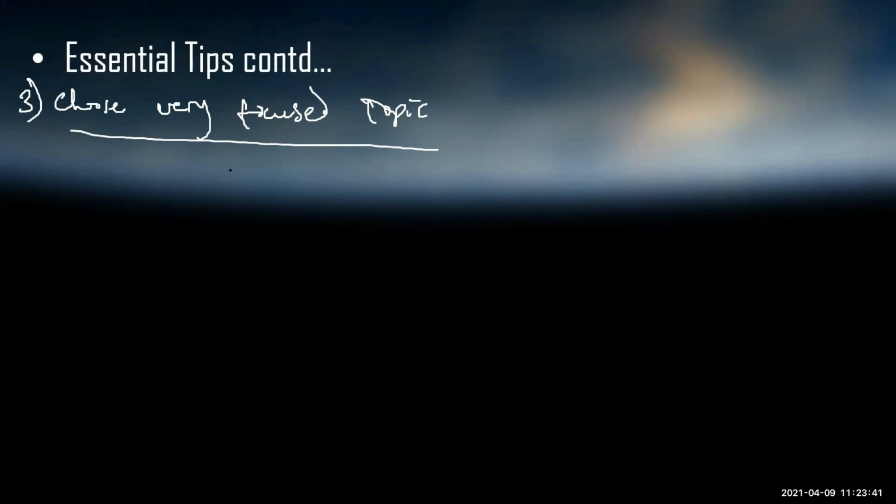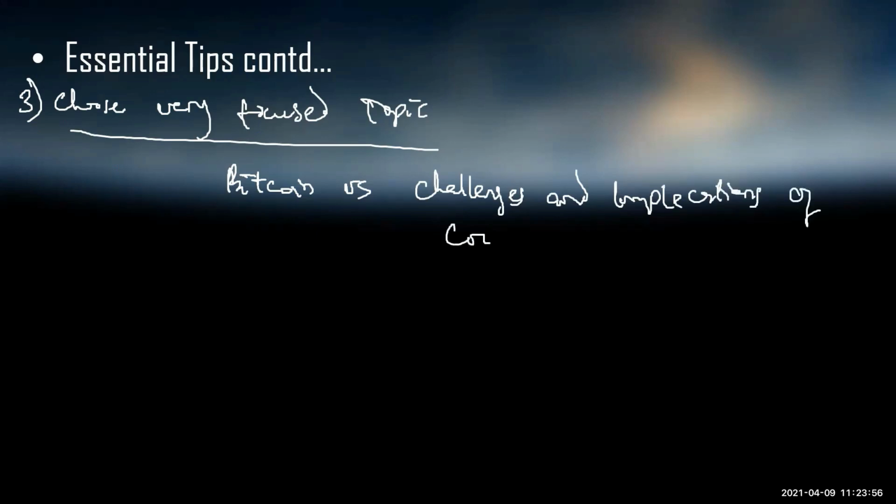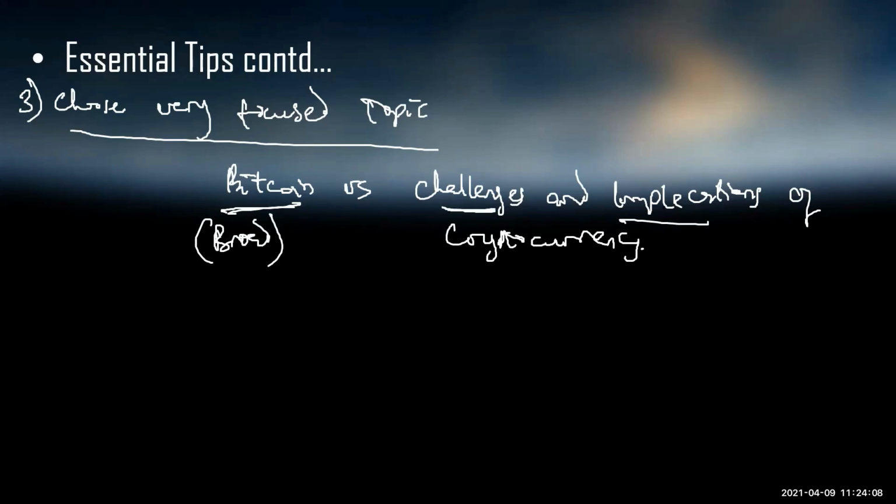Example, Bitcoin versus challenges and implications of cryptocurrency. Which one do you think is focused? Obviously, Bitcoin is broad. And now, I'm going to talk about the challenges and implications of cryptocurrency. This is focused. You can agree, right?